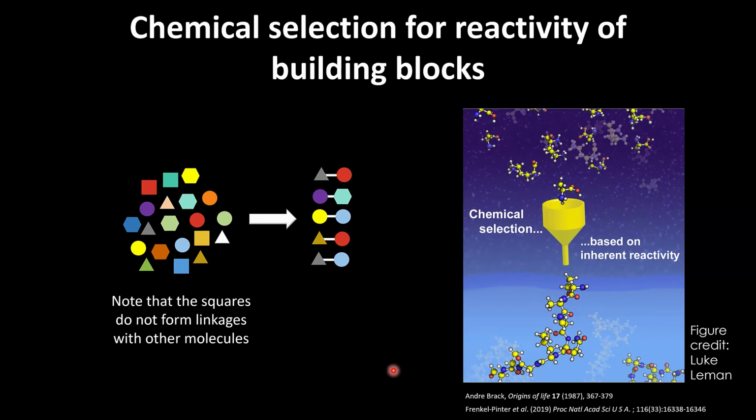So for instance, Williams, Hud, and Lehman groups showed that there is a chemical basis for selection of today's cationic amino acids over non-proteinaceous analogs due to their intrinsic chemical reactivity. And Andrew Brock also showed some selective polymerization of certain amino acids, mostly proteinaceous, that we have in today's biology. So there are different examples of that.